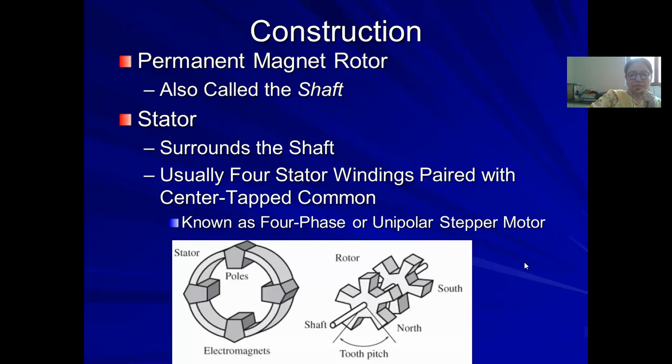Now here we see the corresponding stator structure. This is called the stator, and each of these structures is called a pole, which is made up of an electromagnet. And here this is a tooth pitch rotor, which is mounted on a shaft. The name rotor itself indicates that the rotor is continuously rotating in the clockwise or anti-clockwise direction.